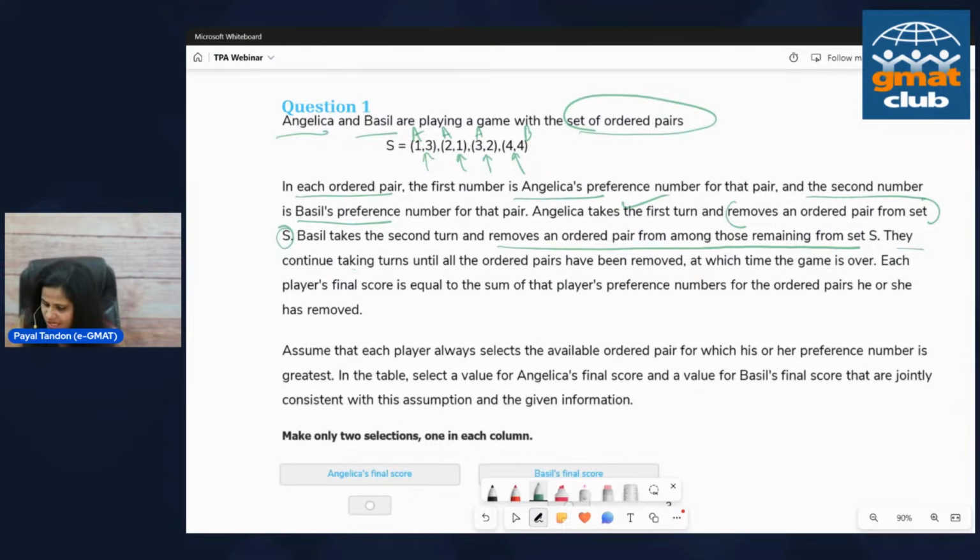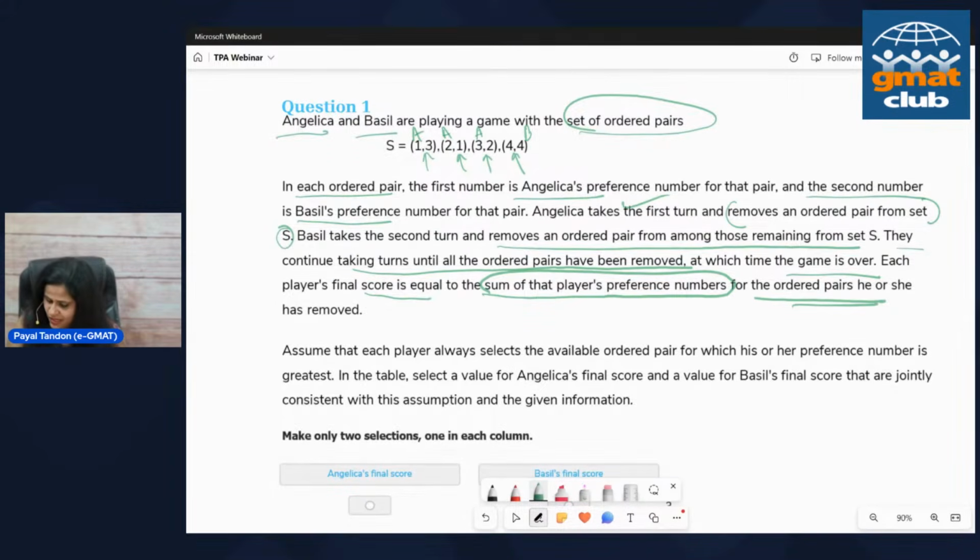They continue taking turns until all the ordered pairs have been removed, at which point the game is over. I understand when the game would be over. Now, it's a game, so there has to be a score. Each player's final score is equal to the sum of that player's preference numbers for the ordered pairs he or she has removed, which means that I have to take their preference number and only from the things that they have removed. Okay, that's important to understand. And that has registered in my mind. Okay, now let's go to the next part.